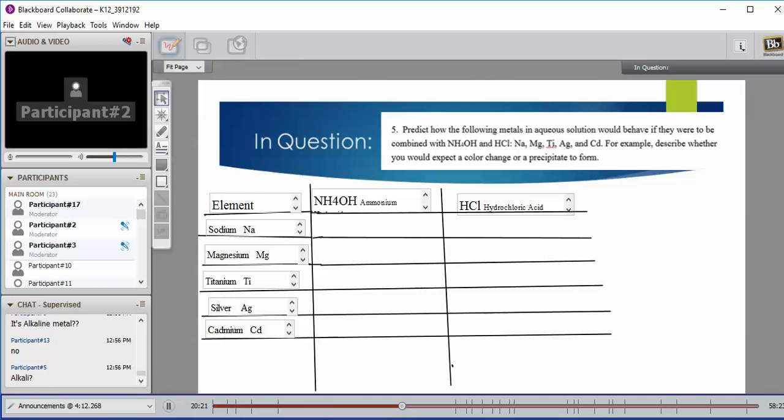All right. So we know that sodium is not a transitional metal. Therefore, it is not going to react with ammonium hydroxide, but it is going to react with hydrochloric acid, right? There we go. Now let's move on to magnesium. Let's waterfall this. And I want to see, is it going to react with ammonium hydroxide or hydrochloric acid?